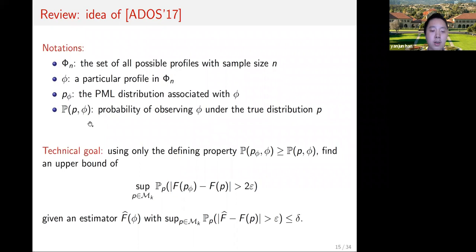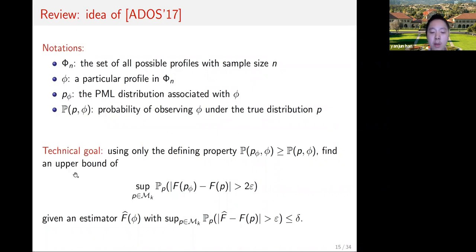And our technical goal is that, using only the defining property of the PML, because this is essentially the only property we know for PML, we find an upper bound on the worst case probability that the PML plug-in approach is 2 epsilon close to the truth, given another estimate f hat depending only on the profile, such that the worst case probability of f hat being epsilon far from the truth is at most some quantity delta.